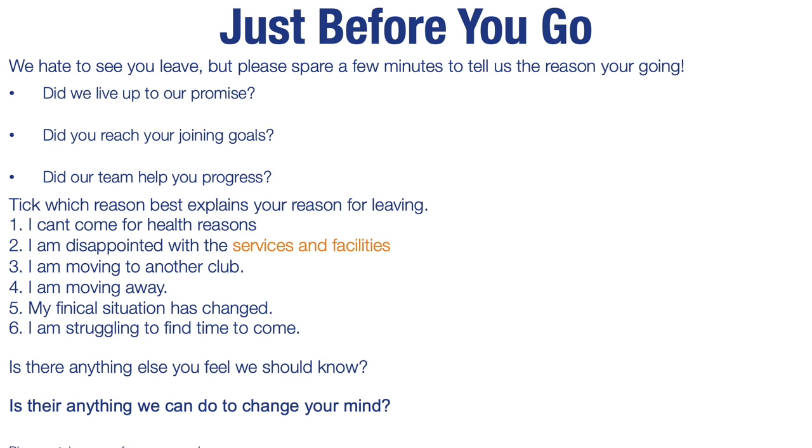Think about the types of questions. Now, these three questions: did we live up to our promise? Did you reach your joining goals? Did our team help you progress? These are all closed questions. Now, if you want closed question answers, then you need to make sure that they can be yes or no or a single word type answer. But often you're looking for the reasons. And if you're looking for reasons, you want to draw that out. You'll want to be using words like explain, clarify. You want them to actually write a few things down.